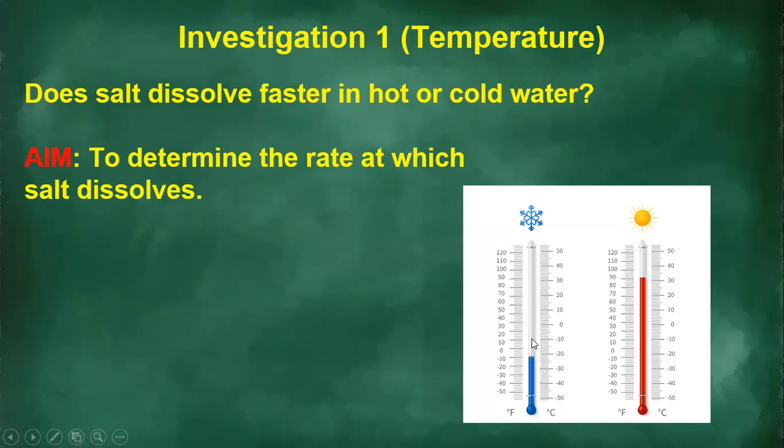Okay, so now let's look at this investigation with temperature. You have the thermometer here on the right-hand side, and you can see that the temperature here is a little bit less than about 10 degrees Celsius. And then we have the one that is the high temperature, and it goes up to 90 degrees Celsius.